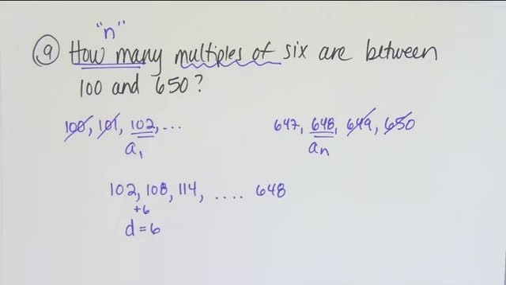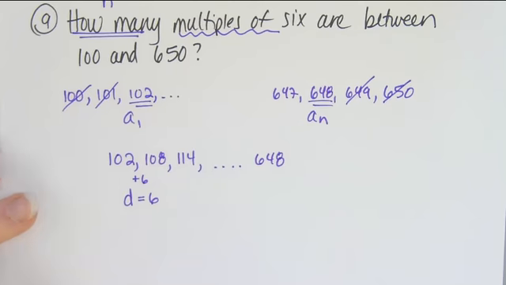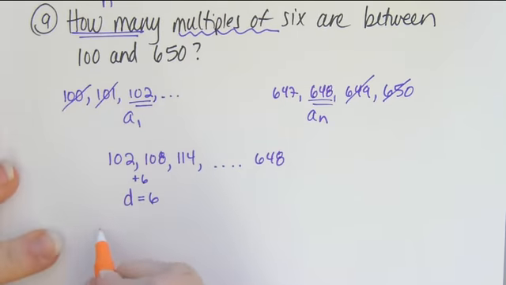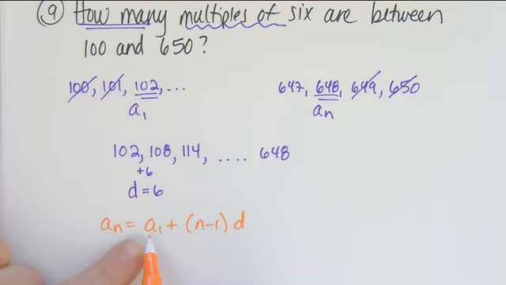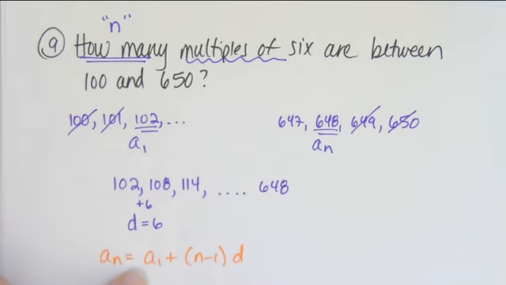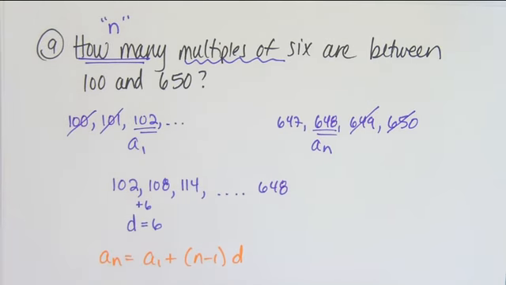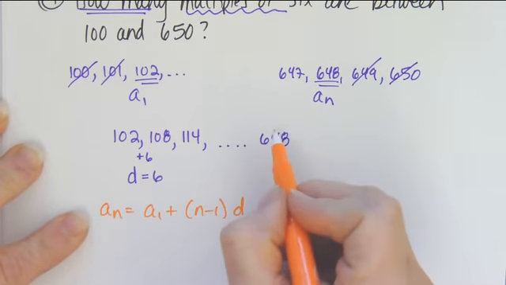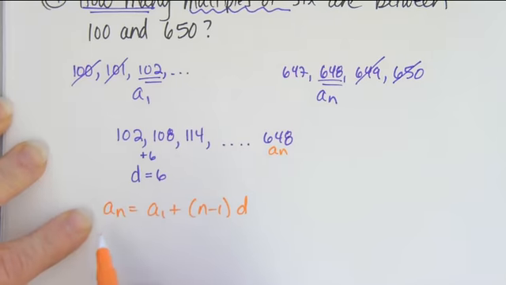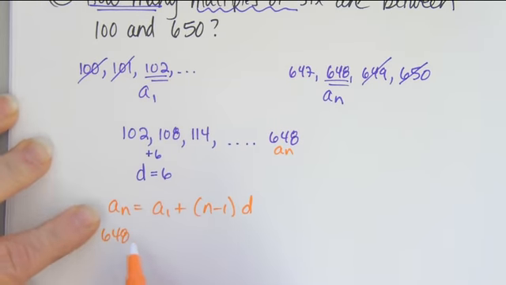So what I can do now is write a rule. Remember, all I need to write a rule is a sub 1 and d. So if I've got a sub n equals a sub 1 plus n minus 1 times d, I could plug in a sub 1 and d and I could get my rule. The problem is I want to know, remember, how many. I'm looking for n. The nice thing here is that I told you where to stop, so this technically is my a sub n, so I can plug 648 in here. I just don't know what term that is.